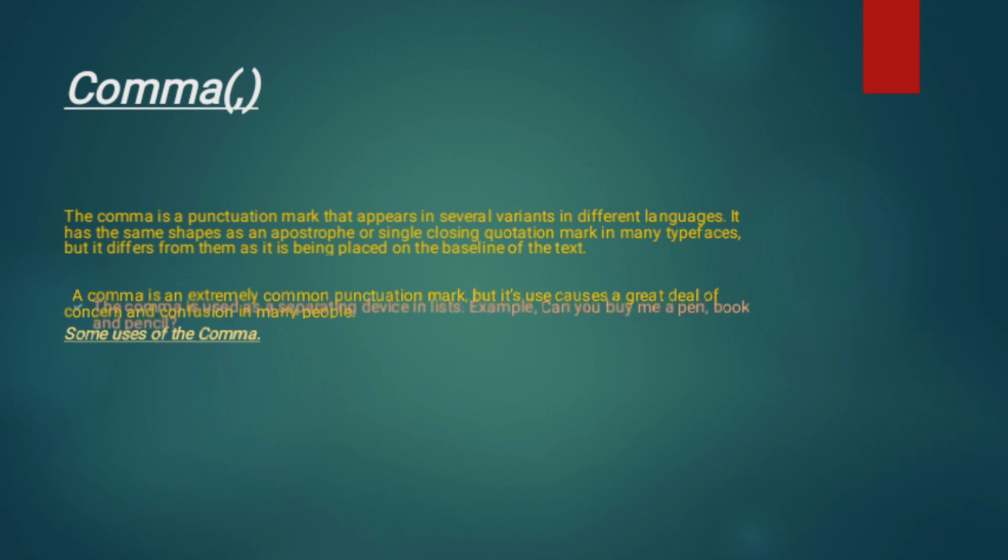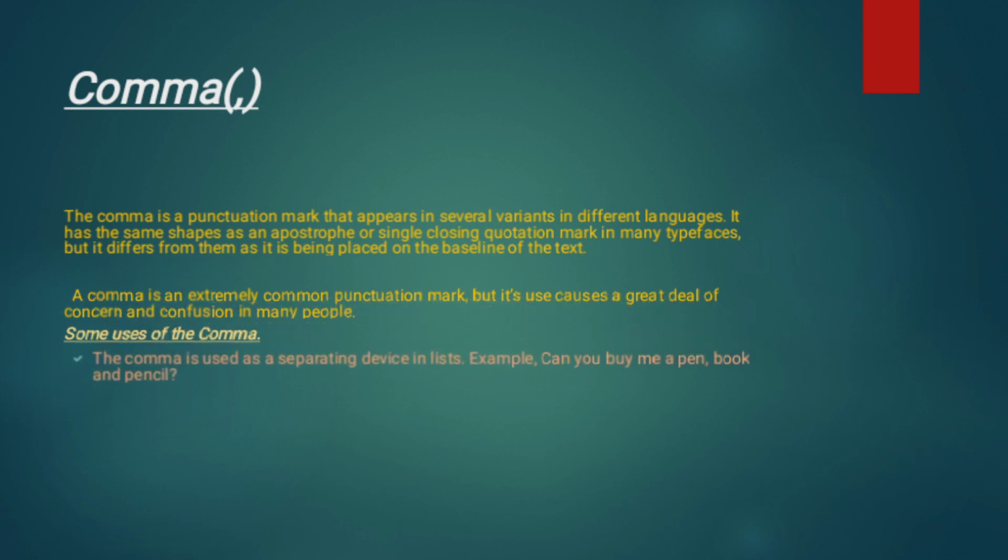Some uses of the comma. The comma is used as a separating device in a list. Here we can use the comma to separate a list of items. So, can you buy me a pen, the book and pencil? That is the comma separating the list.